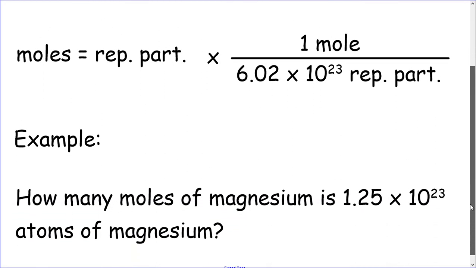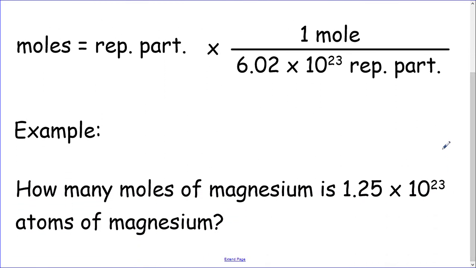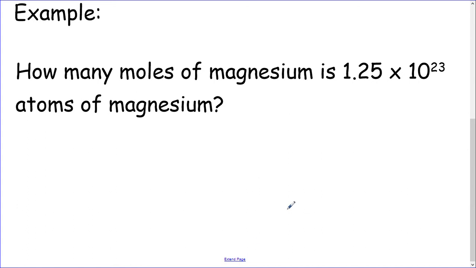So, as an example, how many moles of magnesium is 1.25 times 10 to the 23 atoms of magnesium? The way that we would set this up, I've got 1.25 times 10 to the 23 atoms, and I want to see how many moles this is. Now, if I had 6.02 times 10 to the 23, then I would know my answer would be 1. This number is smaller than that, so I'm going to expect my answer to be smaller than 1. So, let's see what this looks like.